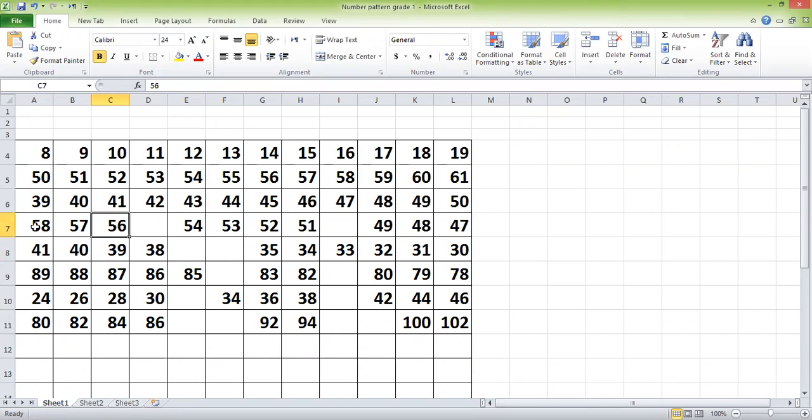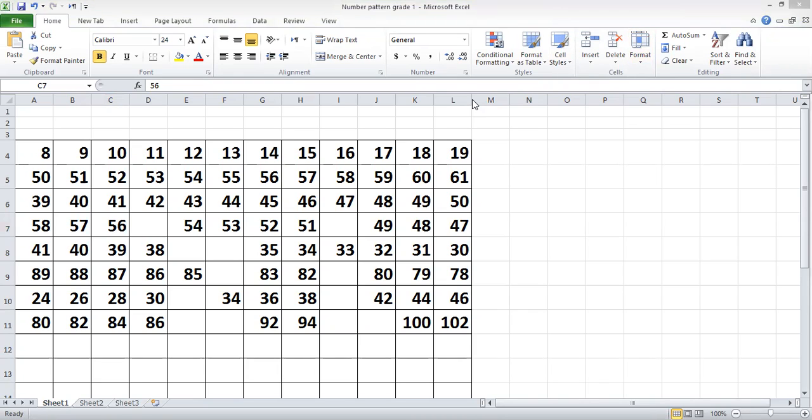smallest. If you look, 58 is greater than 57. Before that, we were having the pattern where the numbers were arranged from smallest to largest. 40 was bigger than 39. But here, 57 is smaller than 58. 56 is smaller than 57. That means we are not adding here. We are subtracting here.